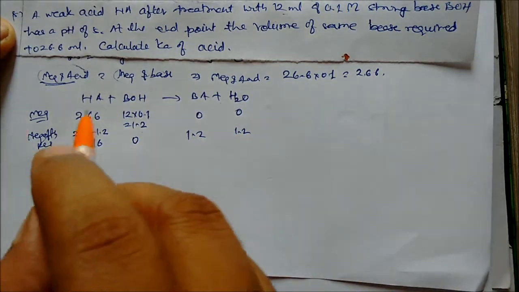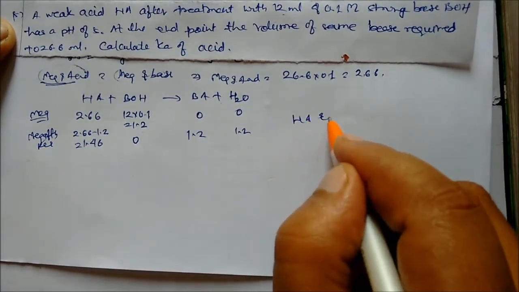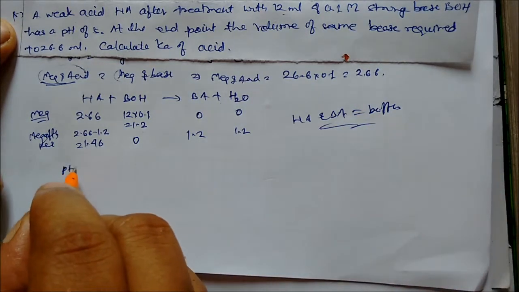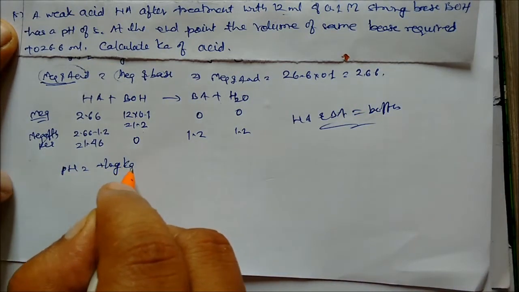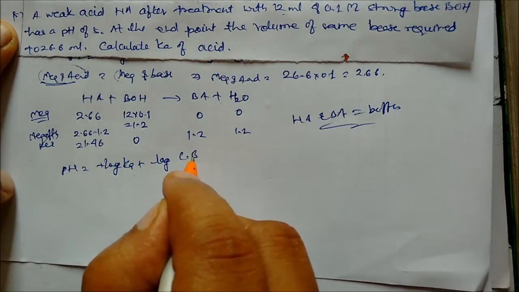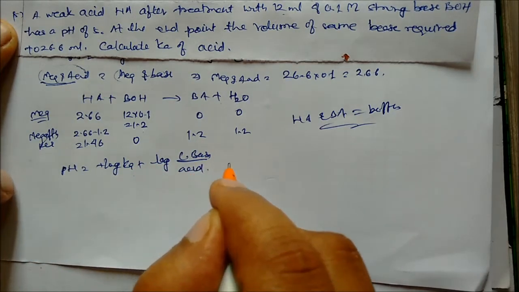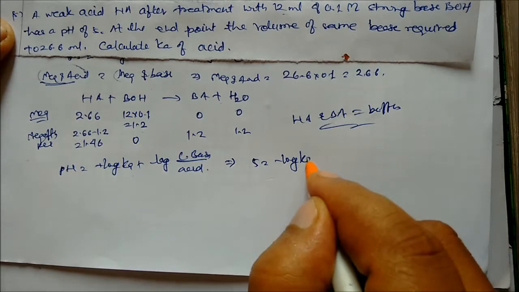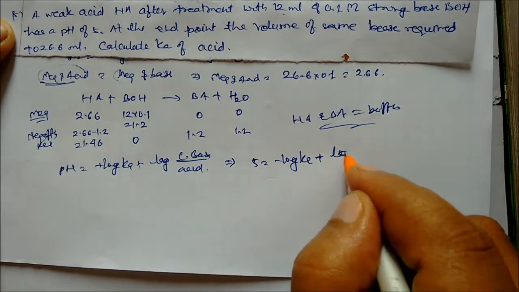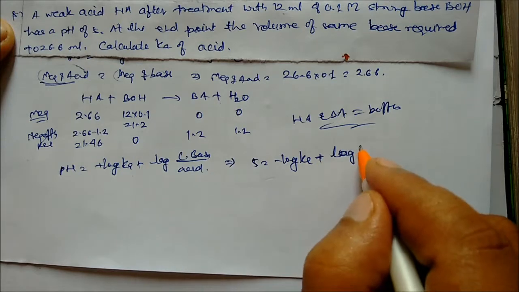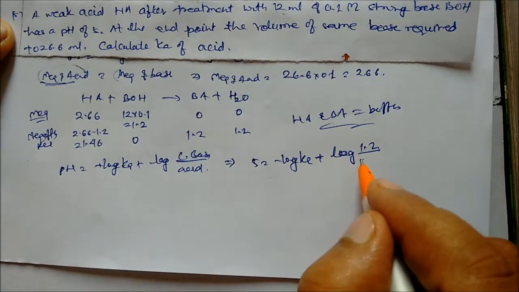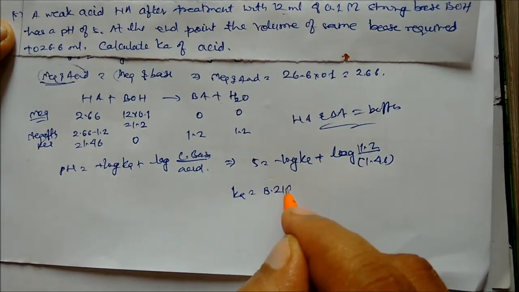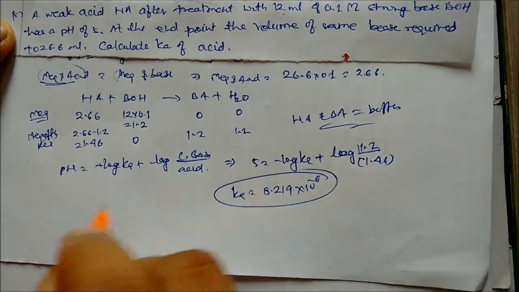Now this will act as a buffer, so HA and BA will be an acidic buffer solution. So put the formula of the acidic buffer: pH is equal to minus log Ka plus log of conjugate base by acid. Directly putting in values, pH is given as 5, minus log Ka we don't know, the conjugate base is 1.2 and the acid is 1.46. On solving, we get the Ka value as 8.219 into 10 power minus 6. This is the dissociation constant of the acid.